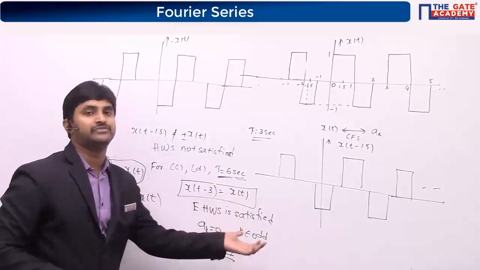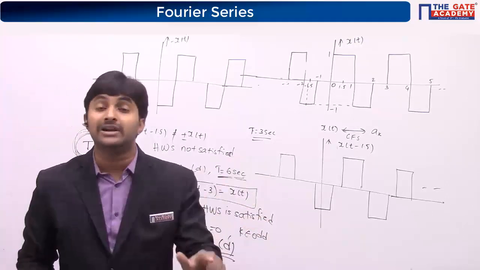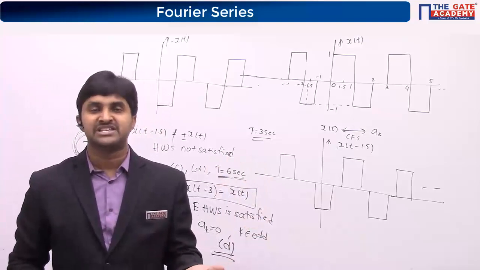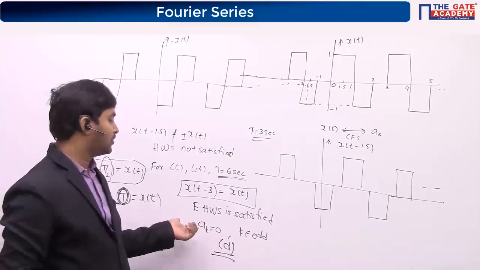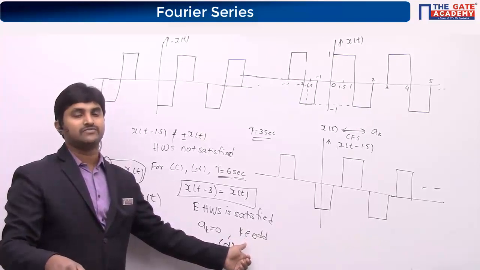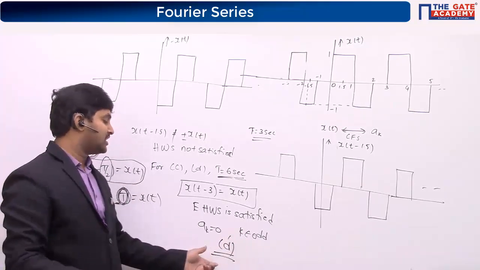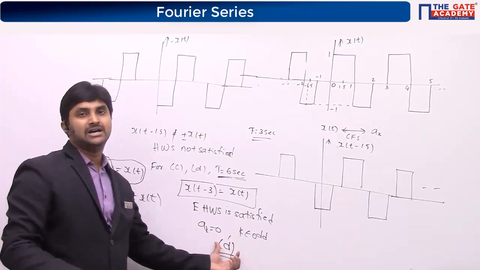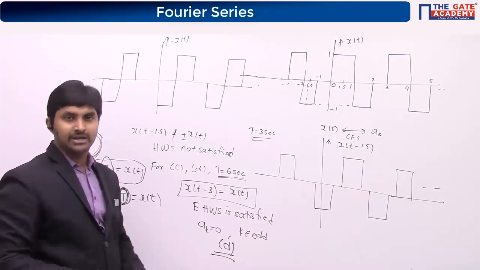So if even half-wave symmetry is satisfied, the signal will only have the even harmonics. The odd harmonics will be absent in the signal. So therefore, option D is the correct answer.